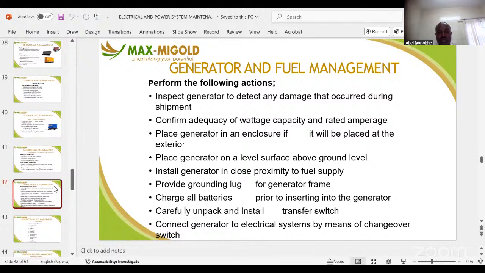Before you install a generator, these are what you check. If there's any damage, report to the supplier. Confirm the adequacy of the power rating, the volume of power that the generator can withstand. So these are what you check before you install your generator.